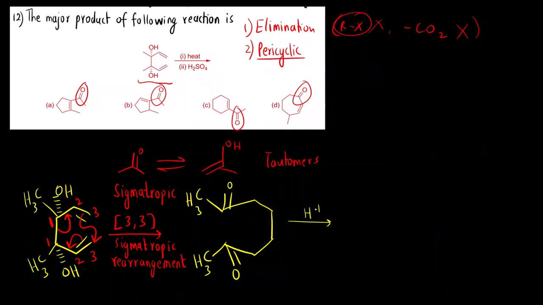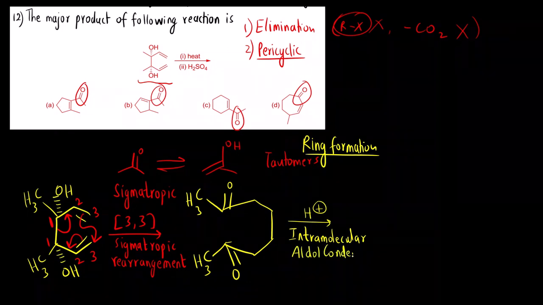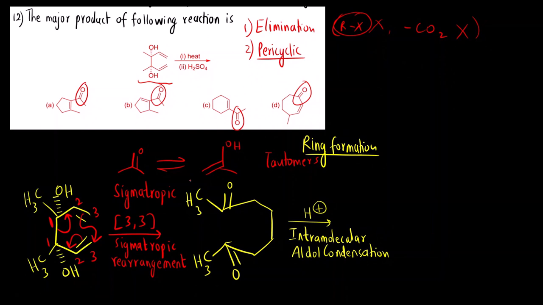Next step is H plus acid. In all the options, you can see there is a ring formation. Okay, ring formation, and we know in presence of acid, there is diketo group. Okay, two keto groups are present. So, which reaction will take place here? Intramolecular aldol condensation. Intramolecular aldol condensation will take place. How will it take place? Which ring formation will be the major product that we have to see now?